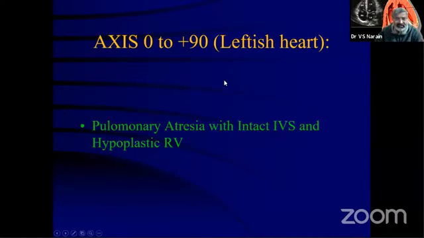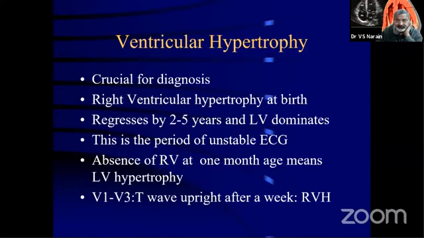Now, if you have an axis which is neither left nor right, but slightly leftish, instead of being plus 60, plus 30, it is between 0 and, it is closer to plus 90. That is neither normal nor right nor leftish. So a slightly leftish axis means you could be dealing with pulmonary atresia with intact ventricular septum.